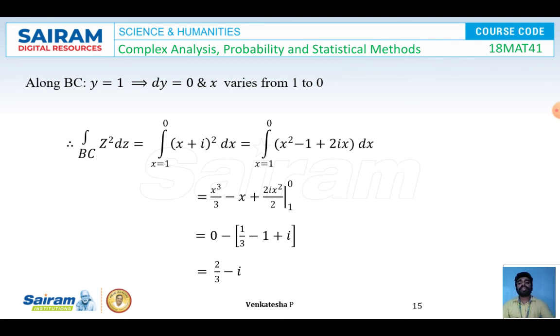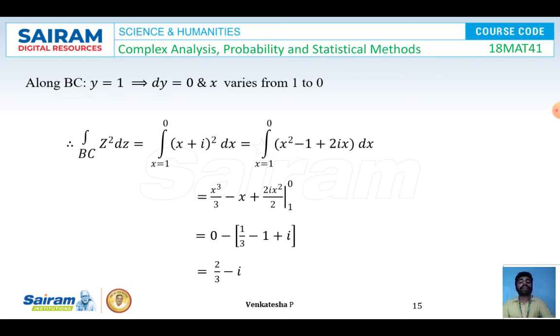Now in the region BC, we have y is equal to 1. It implies dy is equal to 0. Since dy is 0, we have to find only the x limit. So in this region, x varies from 1 to 0. So we got the equation, the integral BC z square dz will become the integral x from 1 to 0 (x plus i) whole square dx. Expanding this, we got x square minus 1 plus 2ix dx. This is because i square is equal to minus 1.